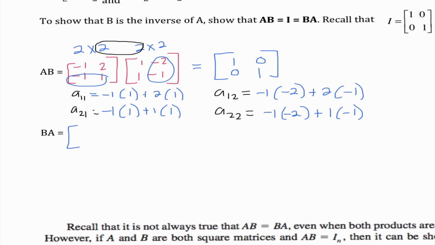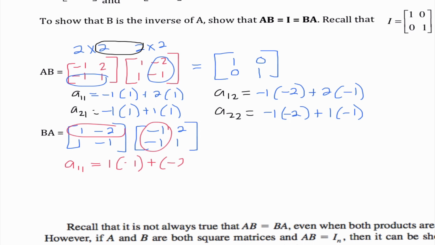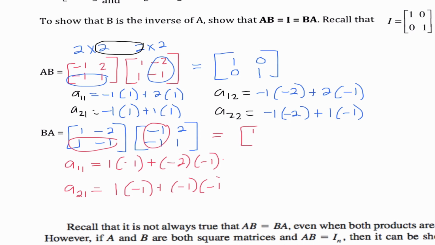So B times A would be 1, 1, -2, -1 times -1, -1, 2, 1. Once again, I can see that I have a 2 by 2 times a 2 by 2, so it's going to work. Let's start with finding A sub 1, 1, which would be row 1 times column 1. I'm just going to highlight those. So I get 1 times -1 plus -2 times -1, which is -1 plus 2, so 1. Now I'm going to do A sub 2, 1. That means I'm doing row 2 times column 1. So I have 1 times -1 plus -1 times -1, which gives me 0.